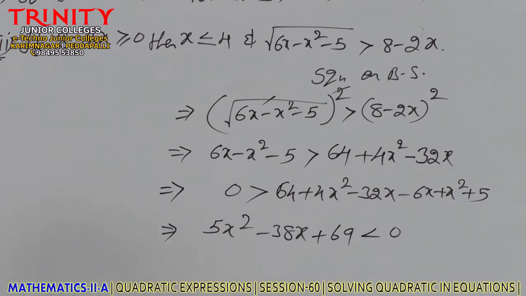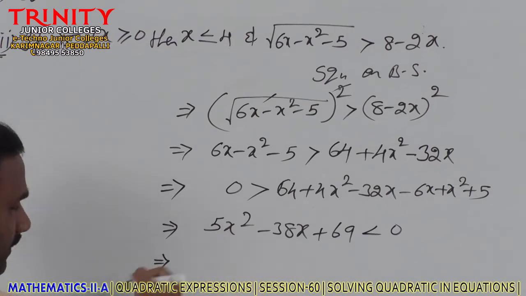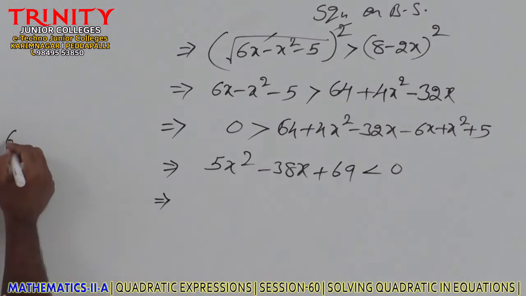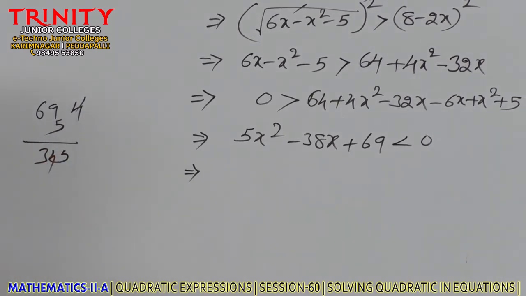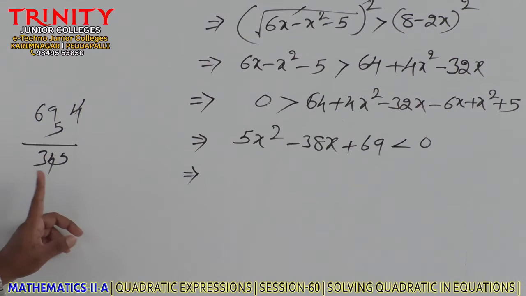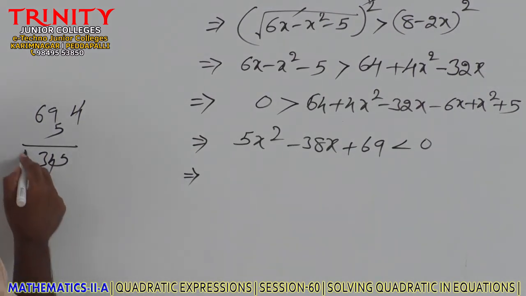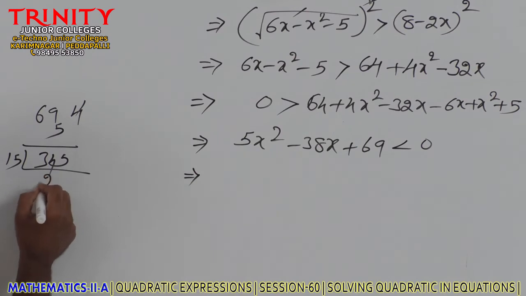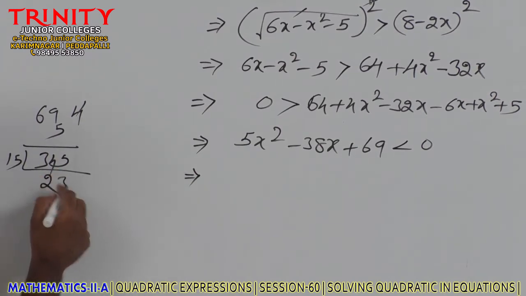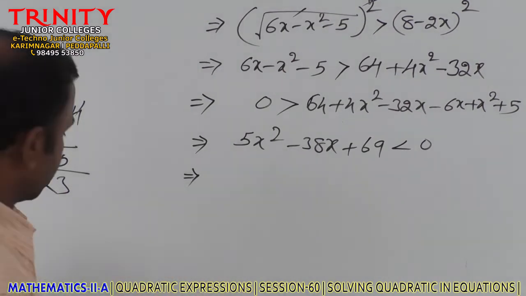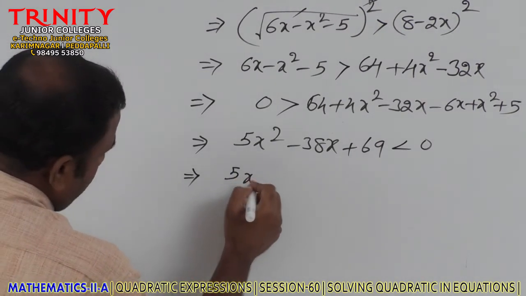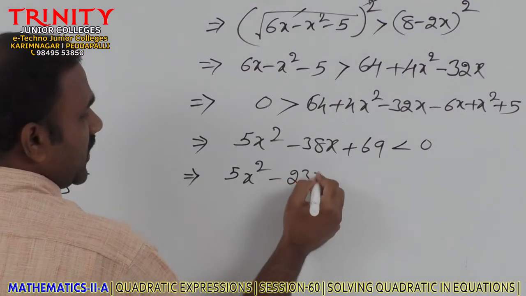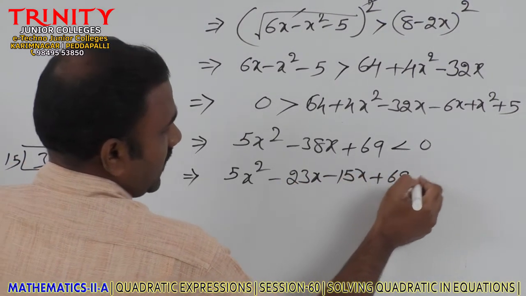Now go for factorization. 69 5s are... 9 5s are 45, 30 plus 4 is 34. 69 5s are 345. Then we have to find its factors. 15 2s are 30, 15 3s are 45. Therefore 23 15s are 345. 23 plus 15 is nothing but 38. Therefore the factors are 23 and 15. 5x square minus 23x minus 15x plus 69 is less than 0.